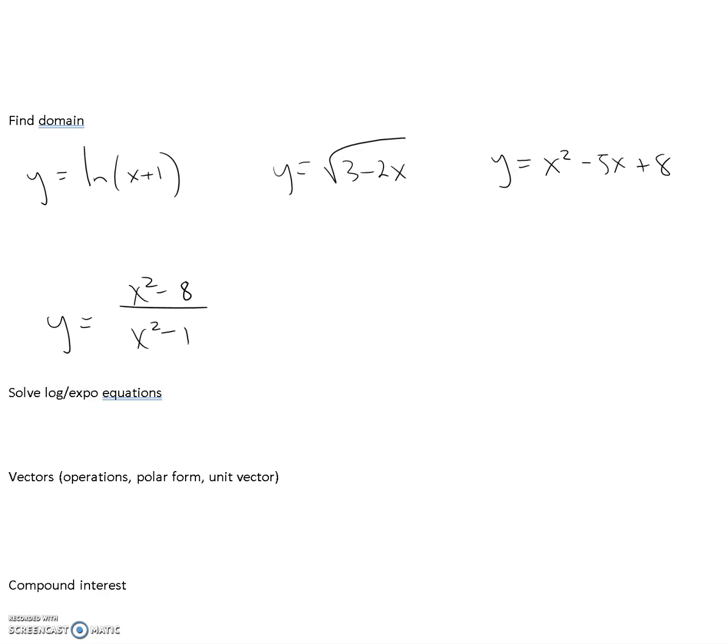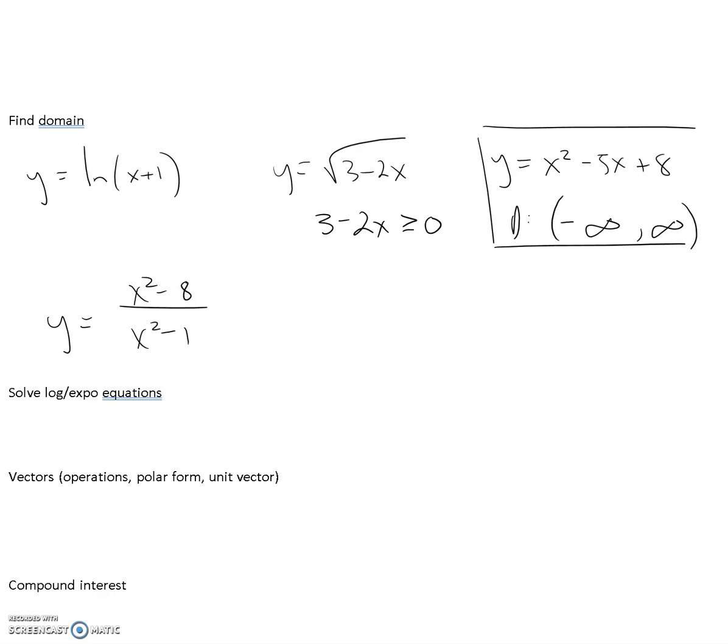Okay, start with the easy one. Domain, all real numbers, right? For any polynomial function, no issues there, so we're good. Square root function, you know that you have to take the square root of a non-negative value. So I would set up this inequality right away, and then I'd solve it. All right, so the idea is that whatever's under there is non-negative, and then solve the inequality.